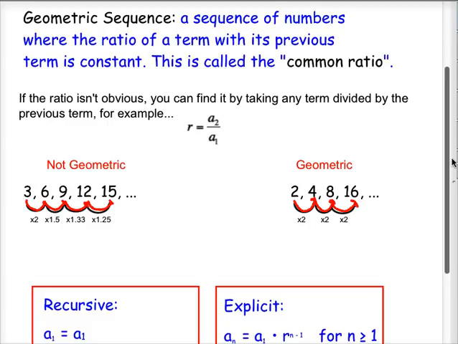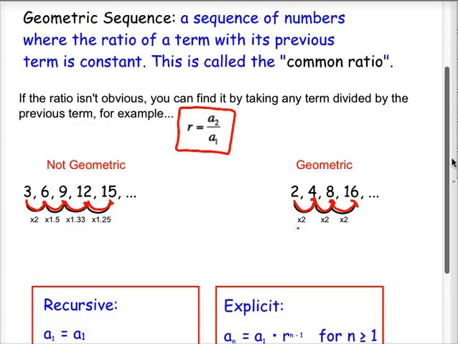Now, one little tip that I want you to recognize. Sometimes with geometric, it's not that easy to tell what you're multiplying by. If you have some decimals you're multiplying by, again, not always easy. So what you can always do to check what you're multiplying by is take any term and divide it by the previous term.